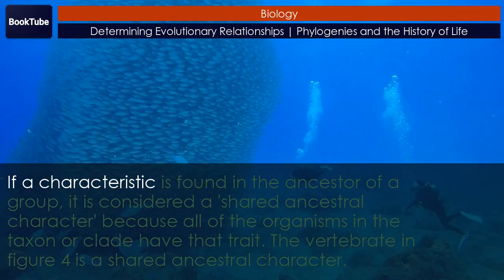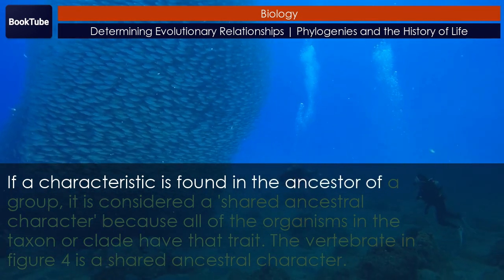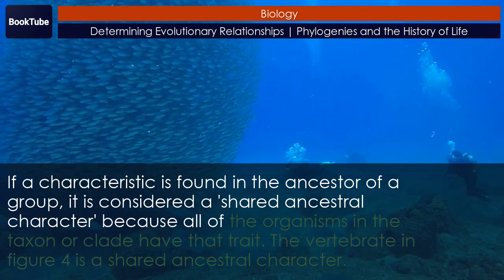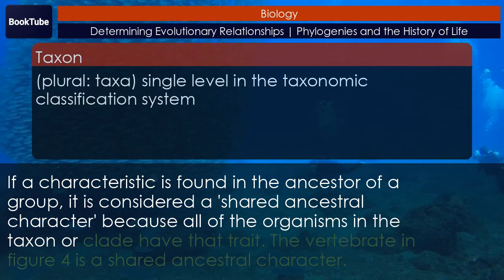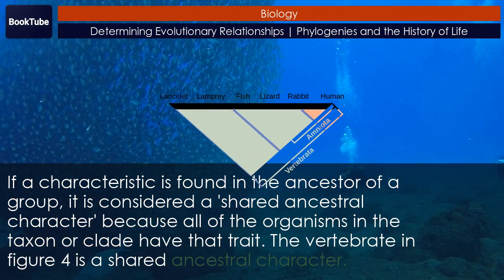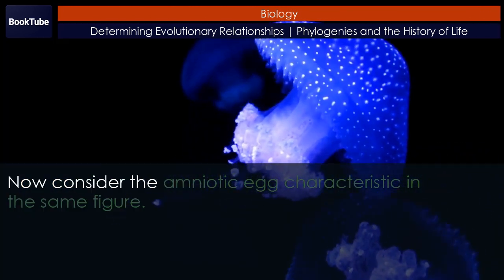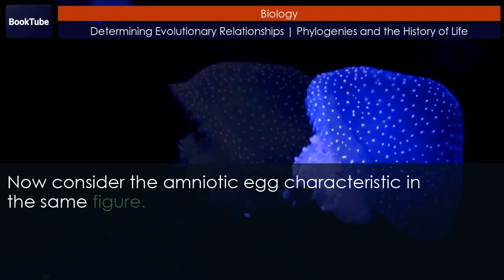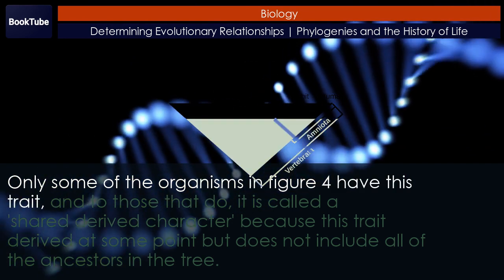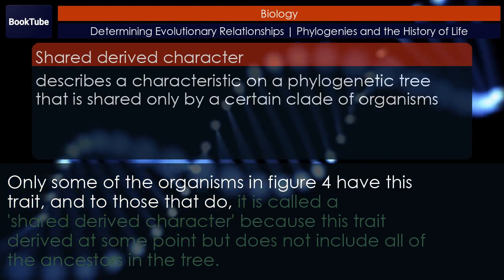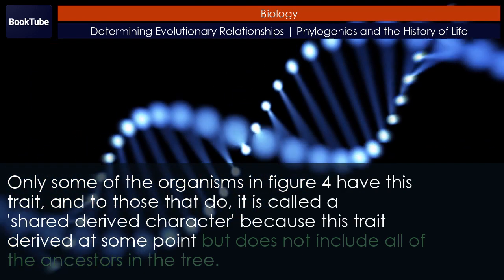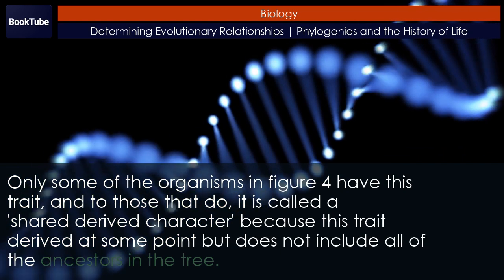If a characteristic is found in the ancestor of a group, it is considered a shared ancestral character because all of the organisms in the taxon or clade have that trait. The vertebrate in Figure 4 is a shared ancestral character. Now consider the amniotic egg characteristic in the same figure. Only some of the organisms in Figure 4 have this trait, and to those that do, it is called a shared derived character, because this trait derived at some point but does not include all of the ancestors in the tree.